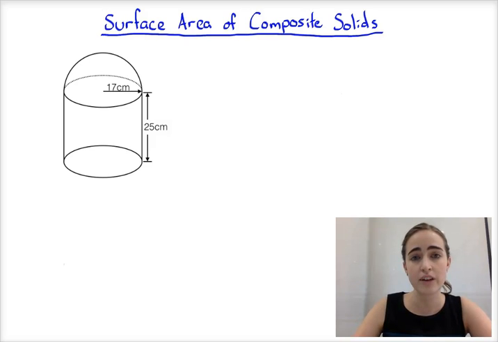In this video, I want to have a look at finding the surface area of composite solids. So we're just going to have a look at one example. So here we've got a cylinder with a hemisphere sitting on top of it.